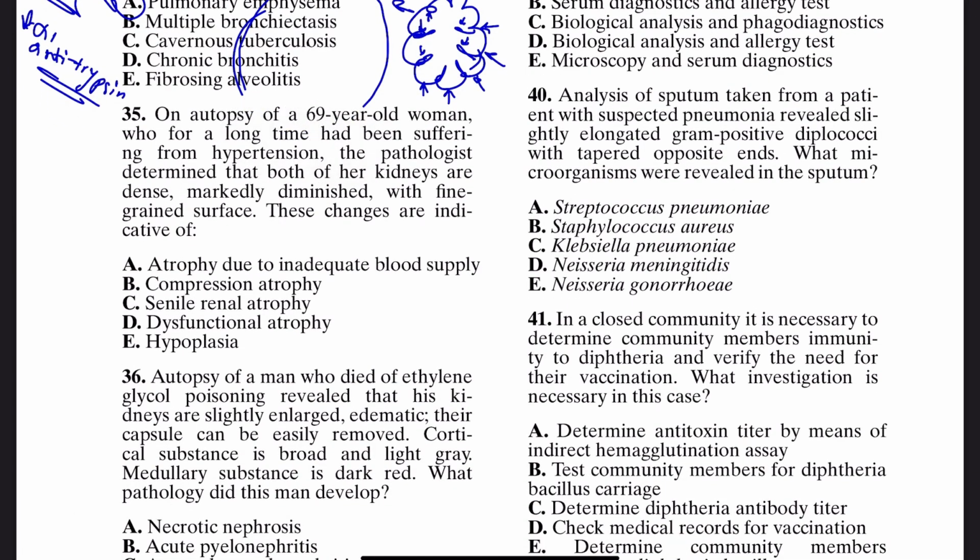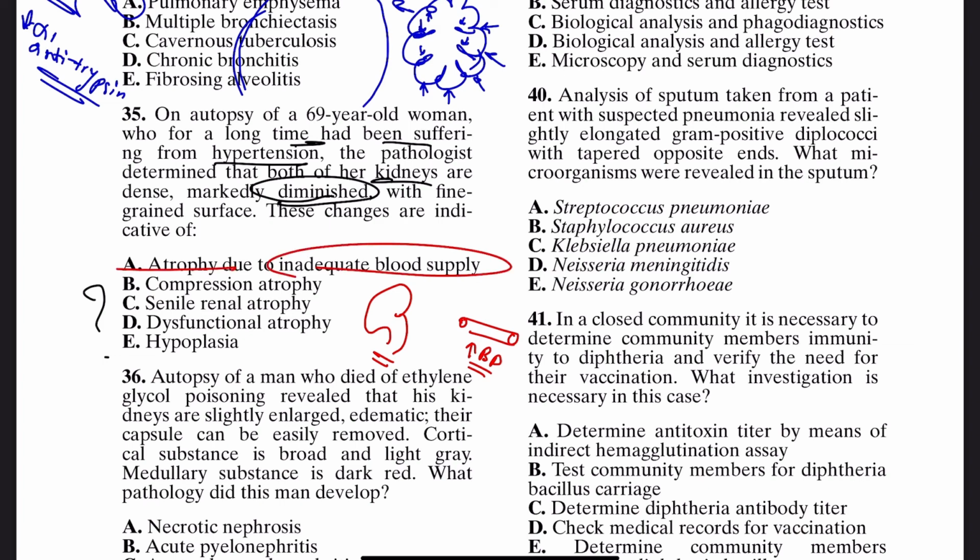Here we have a woman suffering for a long time from hypertension, increased blood pressure, and she had her kidneys diminished in size. So what is the cause of this? Guys, this is atrophy, but which type of atrophy? Hypertension, high blood pressure, will prevent the kidney from getting enough blood. So the kidney will not get enough blood, and it will shrink in size. So it's due to inadequate blood supply.